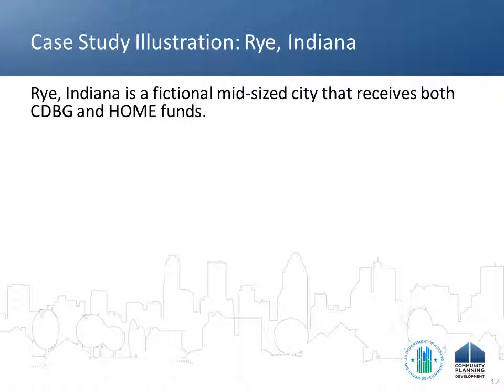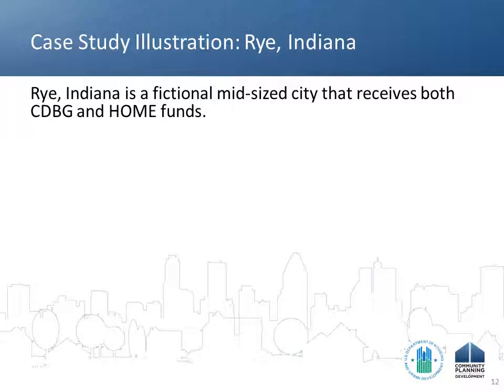Now let's move to an example of how a grantee might use the ConPlan process and the tools we discussed to strategically combine assets and resources to meet the community's priority needs. This is a fictional case in a fictional community.